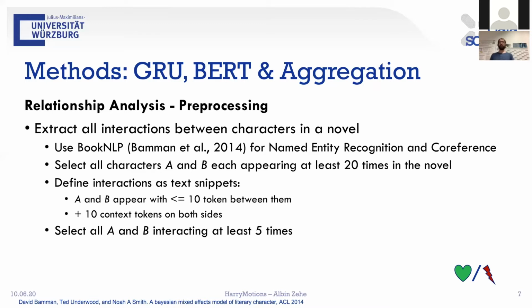To do this, we need to define what we see as an interaction between two characters, and we simply say an interaction occurs whenever these two characters are mentioned with at most 10 tokens between them. So we say an interaction is the 10 tokens between the two characters, then of course the two characters plus 10 context tokens on both sides. This gives us a text representation for each interaction between a character pair. When we've defined these interactions, we can then select all character pairs where at least 5 such interactions occur, because again, we want to focus on the most important relations that have the largest influence on the overall novel.